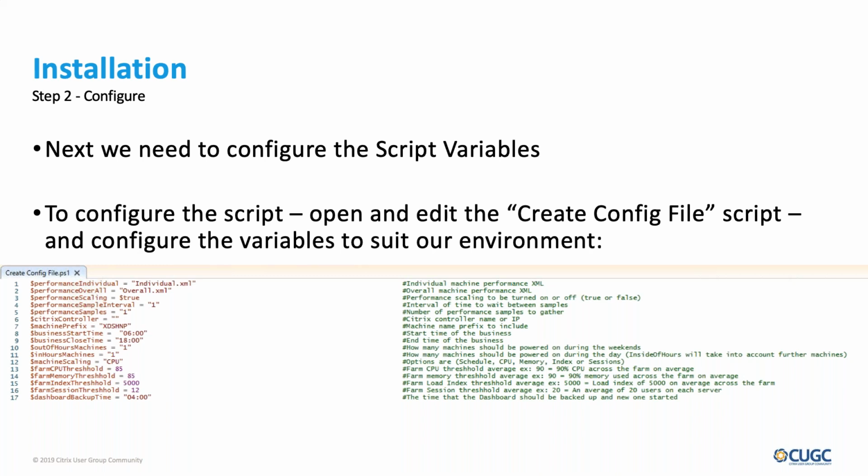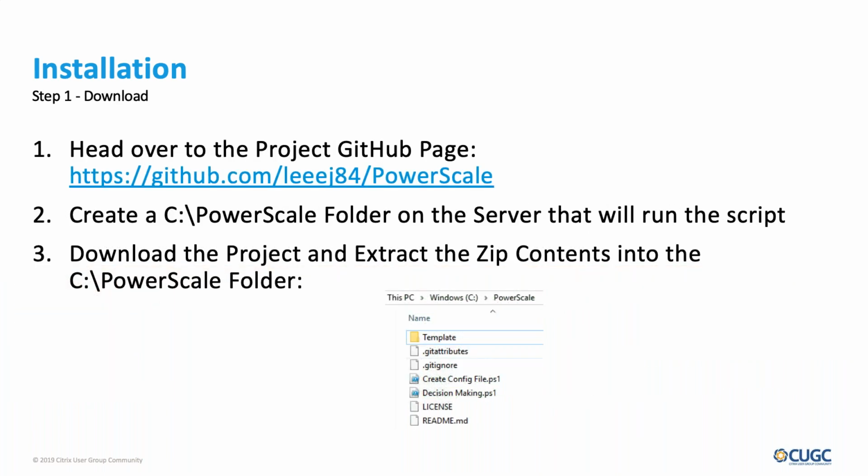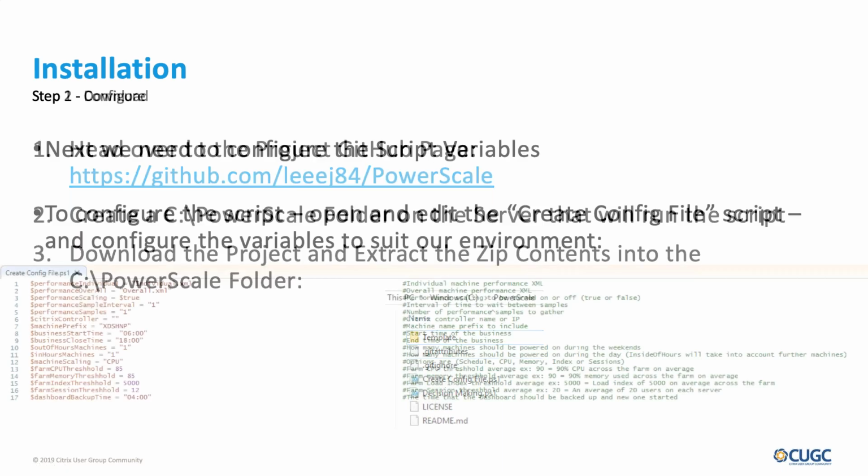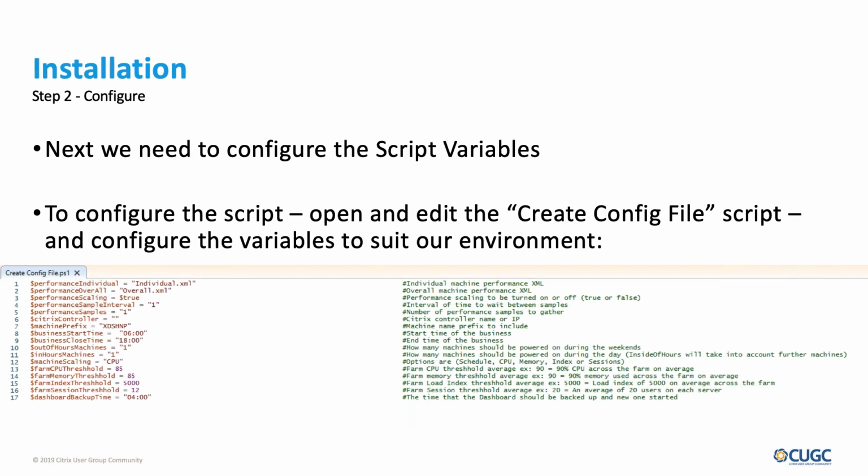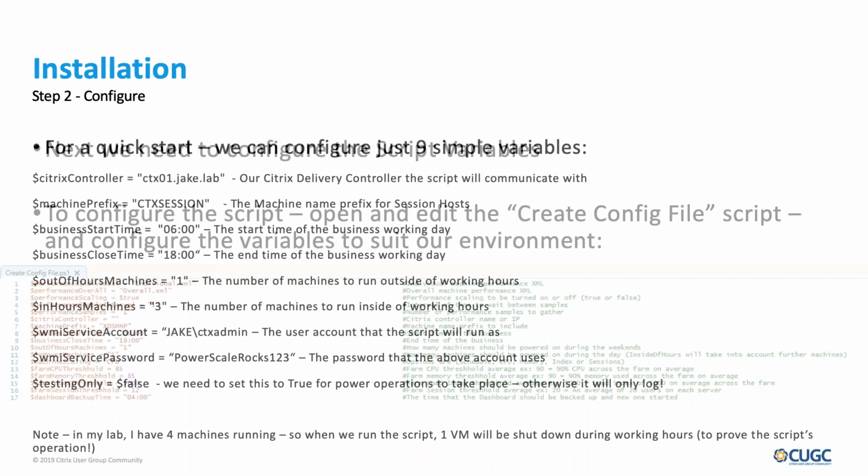If I just go back one step, you'll see there's a create config file. What that does is build your PowerScale configuration. So that's effectively the first step: setting the product up and getting it ready for use. Once we've downloaded the folder, we open that create config file and start putting in the details.